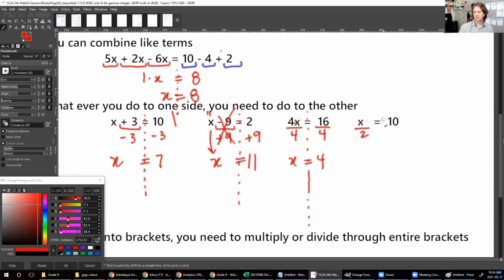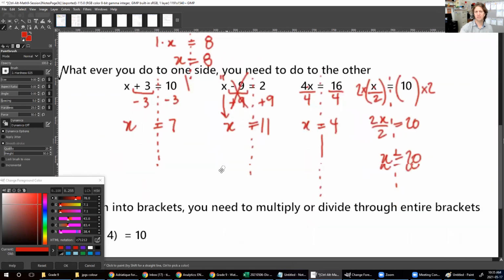I have x divided by 2 is equal to 10. What's the opposite of dividing by 2? It's going to multiply by 2. So 2x divided by 2, or 1x. And there's my equal sign. And 10 times 2 is 20. And it makes sense if I replace x with 20. 20 divided by 2 is 10. 10 does equal 10. And of course, these are really easy to figure out in our heads because they're very simple examples. We're going to get much more complex where you can't really do them in your head.